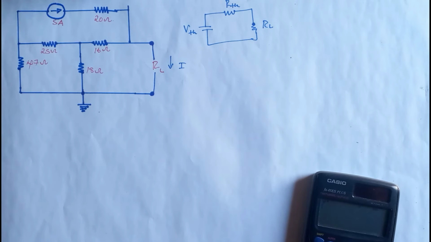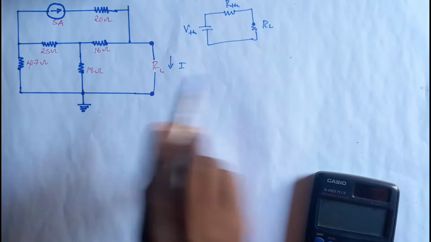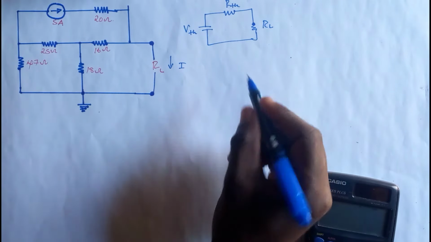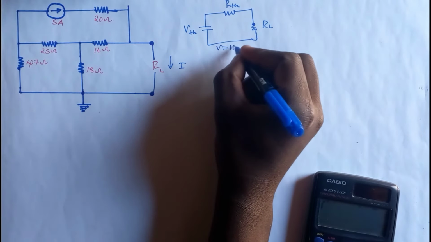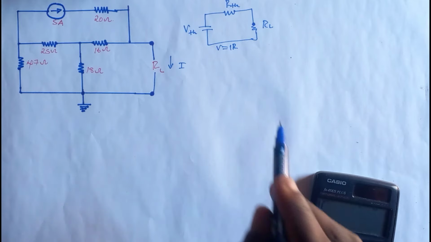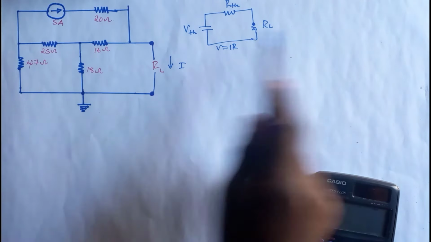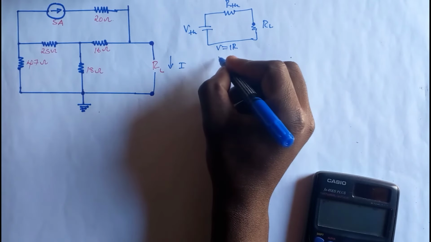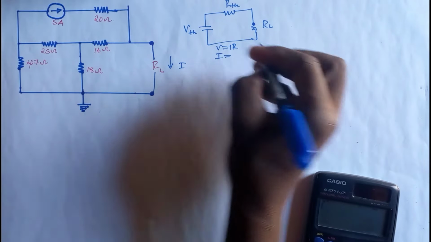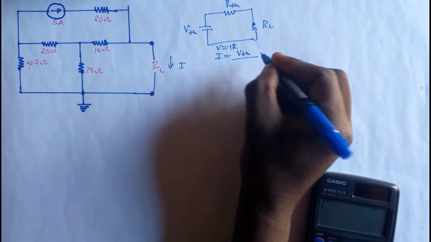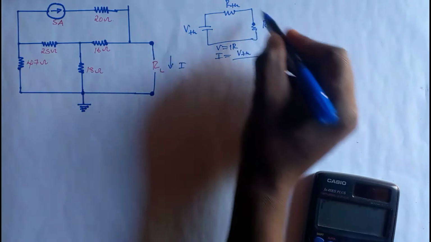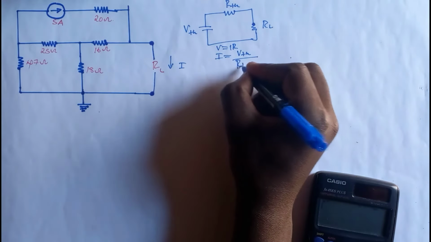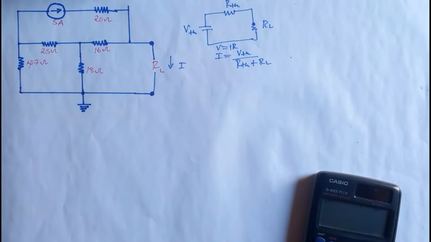In order to find the current flowing through the load resistor, we're just going to use V equals IR, where I is the current, R is the resistance, and V is the voltage. If we reduce this circuit to this one, we simply find the current using this formula. The voltage is VTH, the Thevenin equivalent voltage, and we have two resistors connected in series, so we have the Thevenin resistance plus the load resistor.